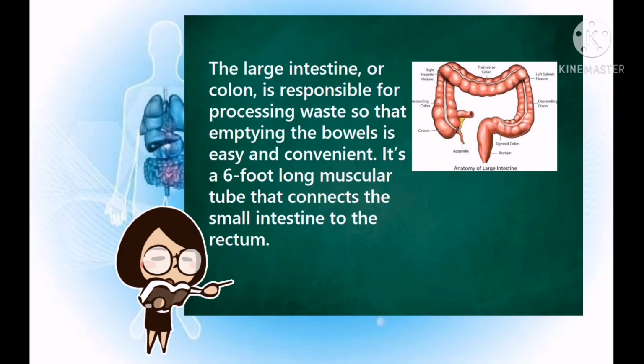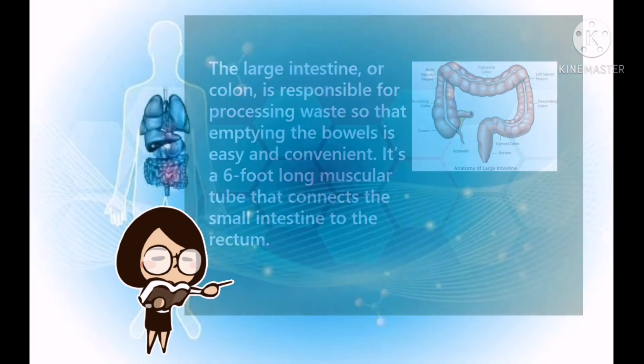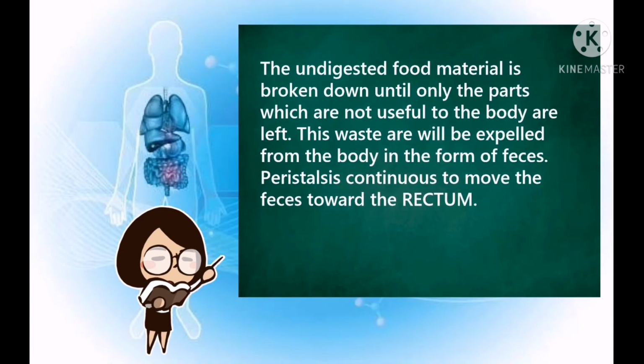The large intestine or colon is responsible for processing waste so that emptying the bowels is easy and convenient. It's a 6-foot-long muscular tube that connects the small intestine to the rectum. The undigested food material is broken down until only the parts which are not useful to the body are left. These will be expelled from the body in the form of feces.